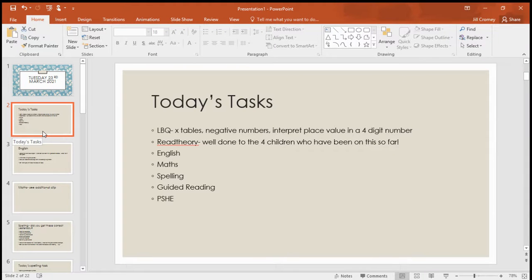So we're going to be looking today at doing our LBQ, and I'll share that code with you separately, either on the text on Class Dojo or if you were on our Zoom meeting this morning. We're going to be looking at times tables as we always do.